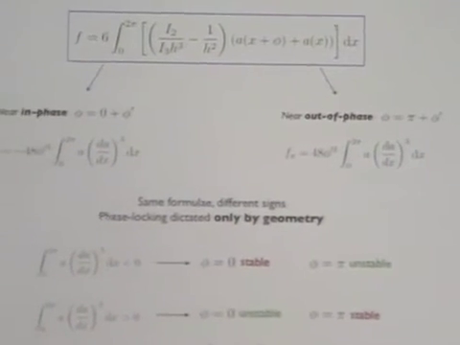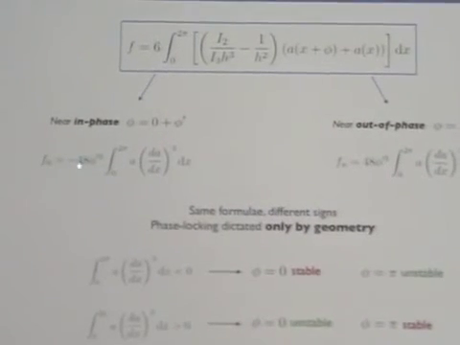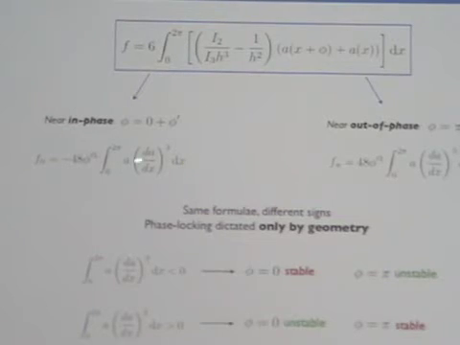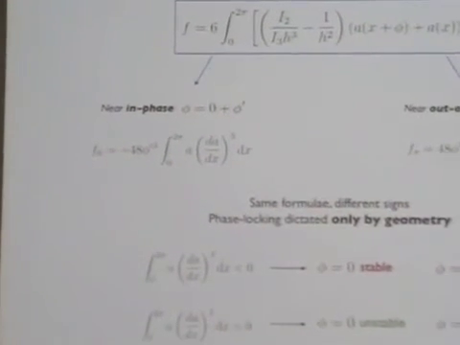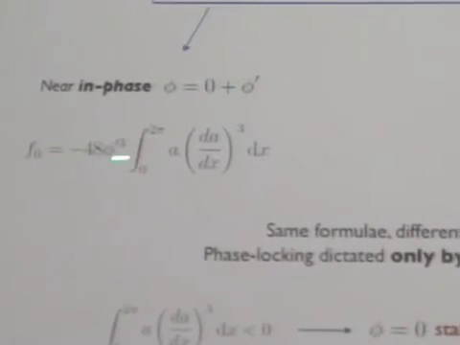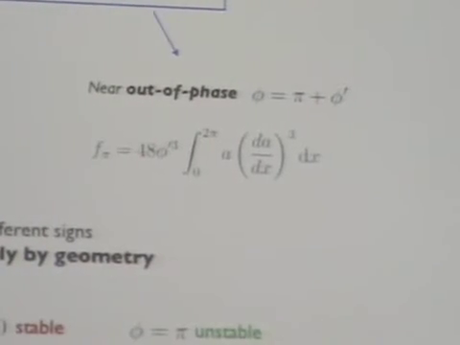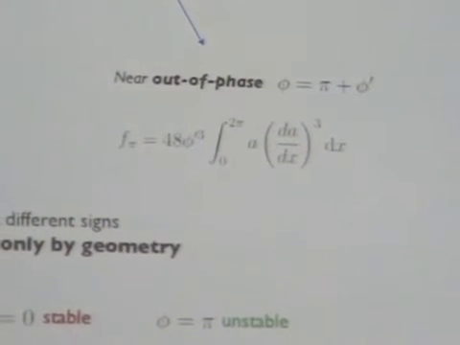What you get is, we expected the force to be an odd power of phi prime, so it's actually cubic. And we get two formulae. What I really want you to notice is that those two formulae are exactly the same. This is the force near in phase, this is the force near out of phase. They're exactly the same, except they have a different sign. So what that says is that if one configuration is stable, the other one will be unstable, and vice versa. Automatically, we get that in that formula.